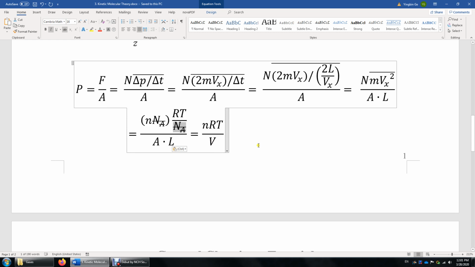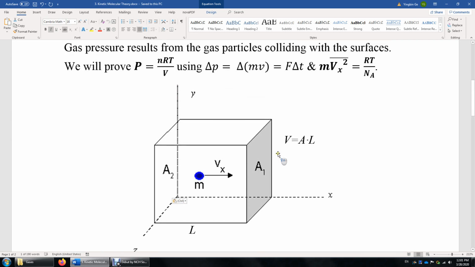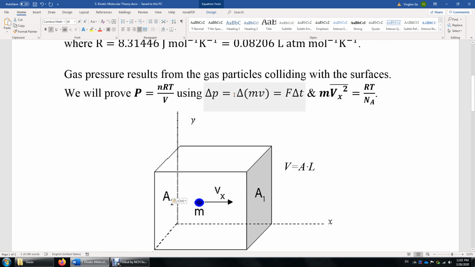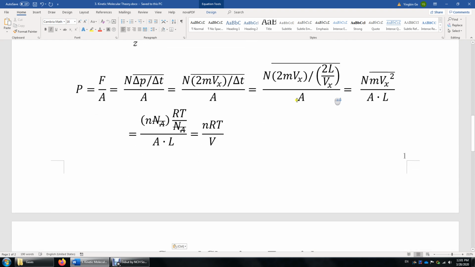Now we know PV equals nRT. It can be derived based on two equations. One is from Newton's law: the momentum change is equal to the force times the time period. The second equation, we cannot prove this yet, but it tells us that the average of vx squared times the mass of the particle is RT over N sub A. And then we can prove PV equals nRT, the ideal gas law.